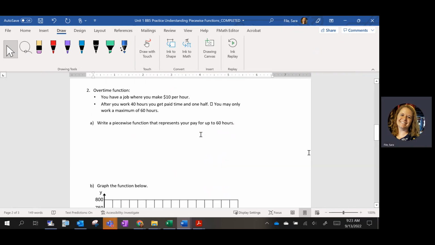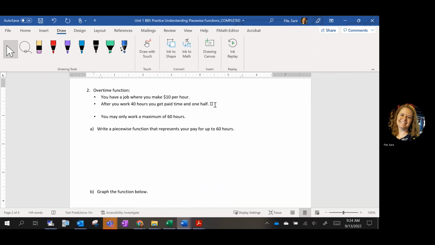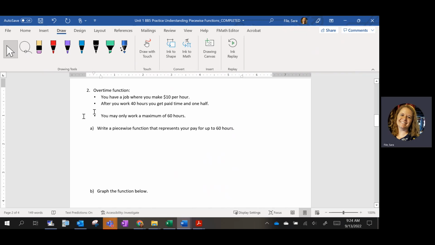All right, so this question was the overtime question. It says, you have a job where you make $10 per hour. After you work 40 hours, you get paid time and a half. But you may only work a maximum of 60 hours, is one of the stipulations. So we want to write the piecewise to represent your pay for up to 60 hours.